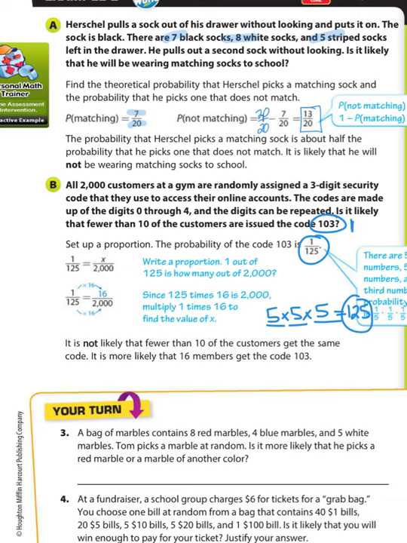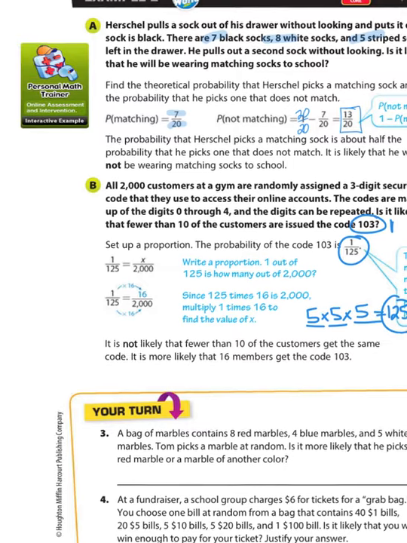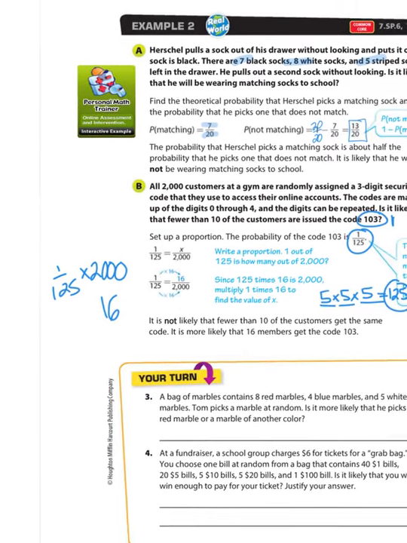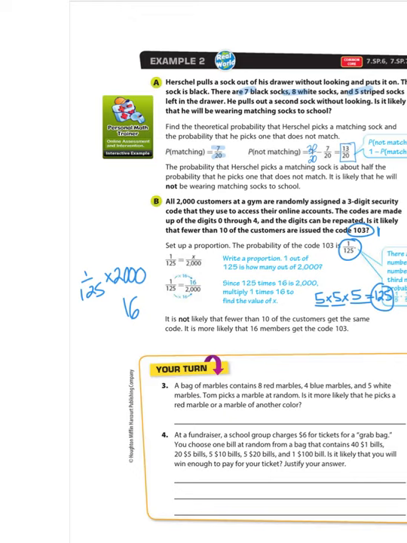So next we're going to find 1/125th out of 2,000. We could set up a proportion, or if you like the other method, we could do 1/125th times 2,000, and we should get the same answer, 16. So it is not likely that fewer than 10 customers get the same code, because it's likely that 16 members get the code 103. And 16 compared to 10 is a little bit bigger.